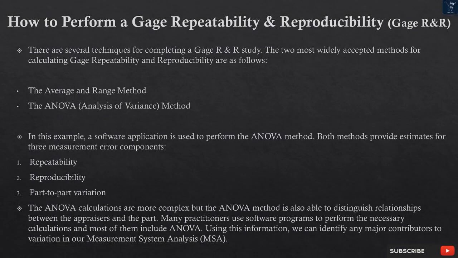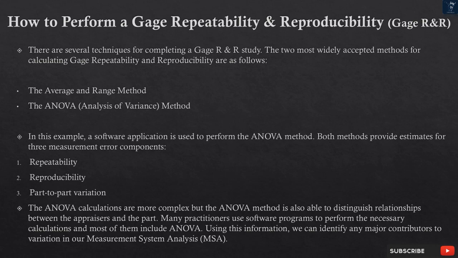How to perform a Gage Repeatability and Reproducibility, GR&R. There are several techniques for completing a GR&R study. The two most widely accepted methods for calculating gauge repeatability and reproducibility are as follows: the average and range method, and the ANOVA, analysis of variance, method. In this example, a software application is used to perform the ANOVA method. Both methods provide estimates for three measurement error components: repeatability, reproducibility, part-to-part variation.